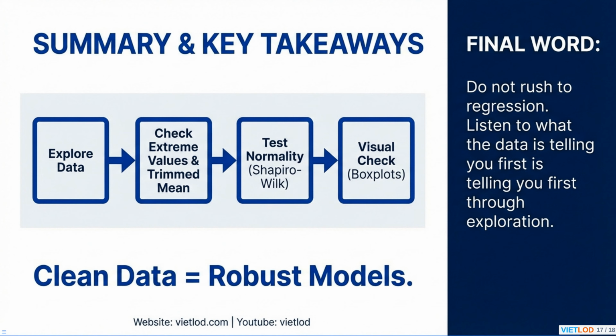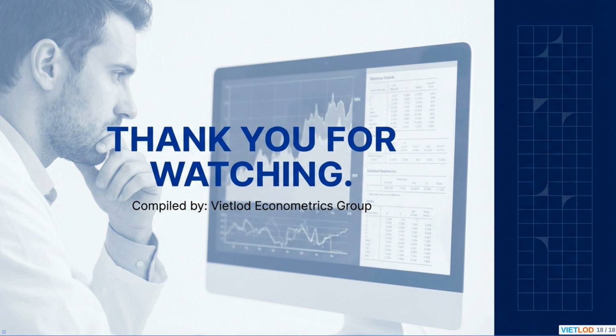We've covered a comprehensive journey into exploratory data analysis. To recap our key takeaways, the process begins by simply exploring your raw data to understand its fundamental characteristics. From there, it's crucial to check for extreme values and compare the mean with the trimmed mean to assess the influence of potential outliers. The next vital step is to formally test for normality, often using the Shapiro-Wilk test, which dictates whether parametric statistical methods are appropriate. Finally, always supplement your numerical checks with visual diagnostics, particularly box plots, to quickly identify distributions and anomalies.